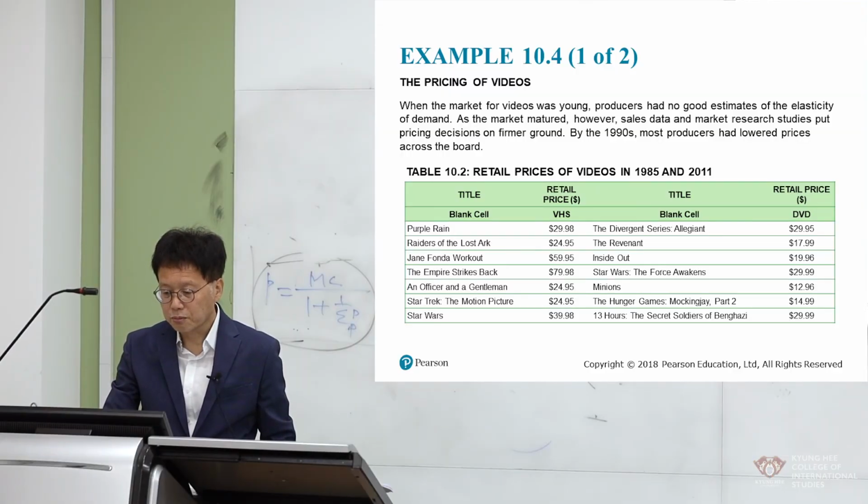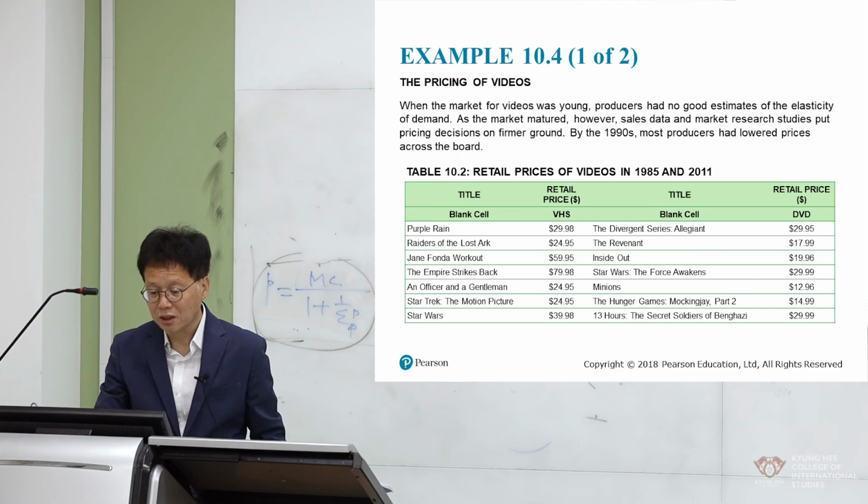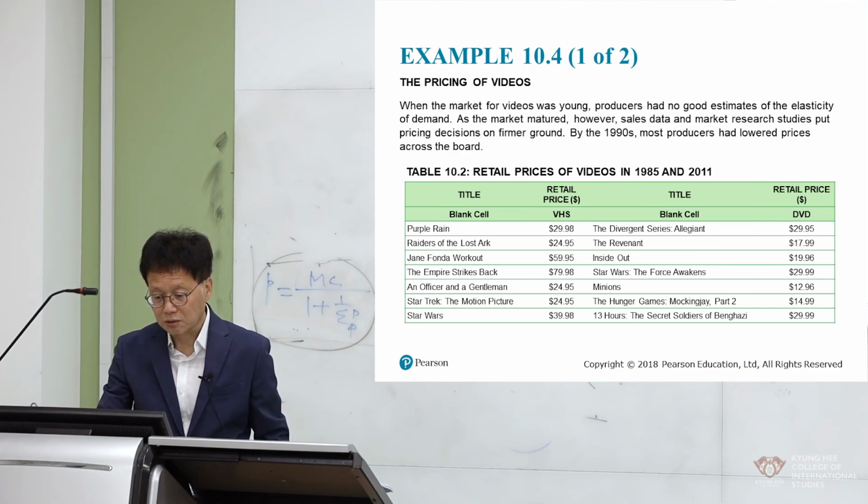Example 10.4, the pricing of video. When the market for video was young, producers had no good estimates of elastic demand. As the market matures, however, sales data and market research studies put pricing decisions on firmer ground. By the 1990s, most producers had lowered price across the board. Right? So look at this retail price of video in 1985 and 2001. This one, VHS is like this, right? And DVD price is like this.